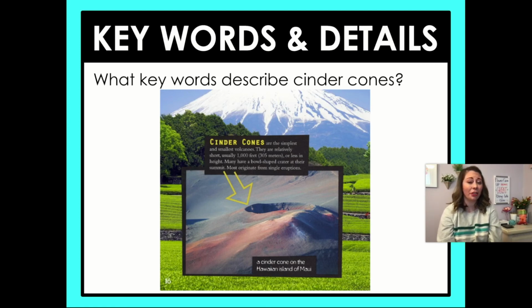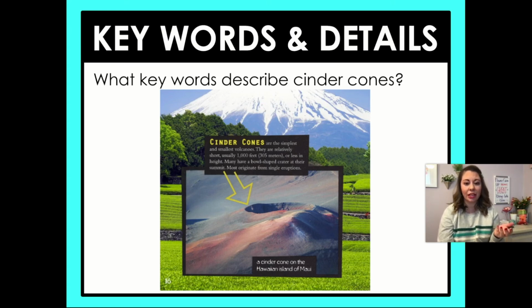There's two in particular that really stood out to me. And those are that they're the simplest and the smallest volcanoes. I think that's important for me to understand and remember, that cinder cones are simple and they're the smallest. So when I'm comparing them to the other types, I know, oh yeah, here's the simplest, they're the smallest. Because then it goes on to tell me that they're short. Well, that makes sense with them being the smallest.